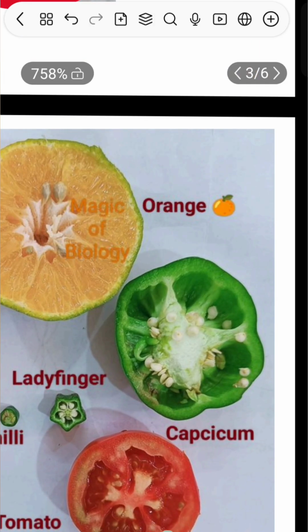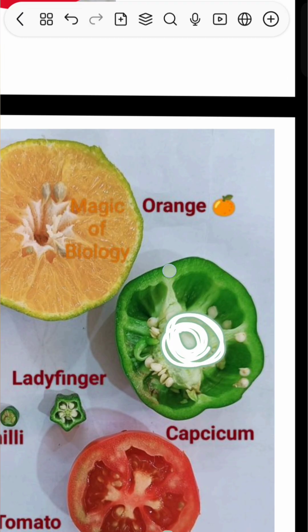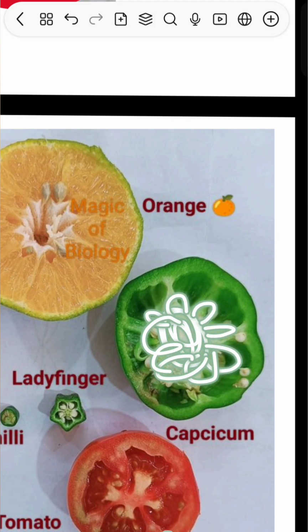See, in the bell pepper, it is very visible. In the capsicum or bell pepper, you can see the center. There are visible seeds. How beautiful it is. You can see the visible partitions, right? True septa are present, original ones. In the center, around it, the seeds are present.